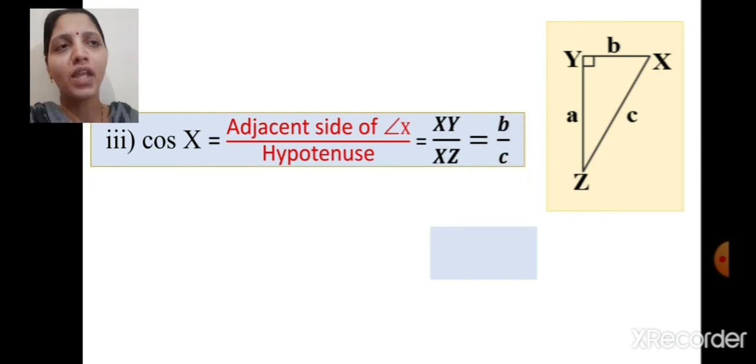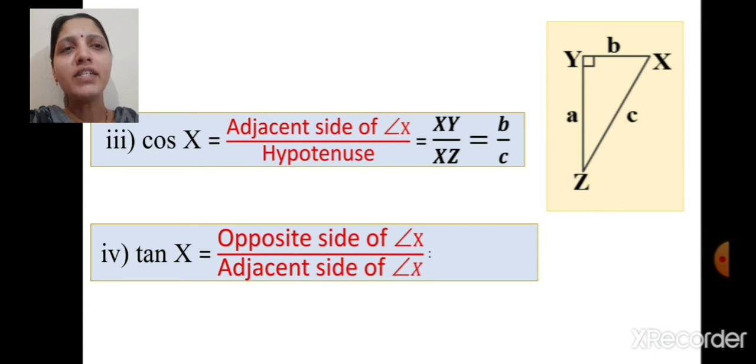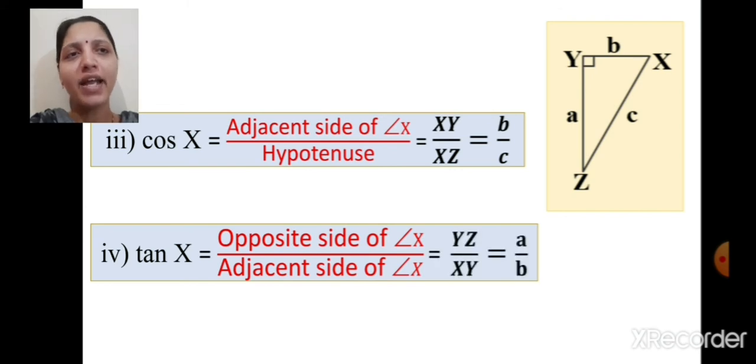Now we have to find tan X ratio. Now tan X is equal to opposite side of angle X upon adjacent side of angle X. Opposite side of angle X is YZ and adjacent side is XY. So if you substitute the values, you will get a upon b. So this is the tan X ratio.